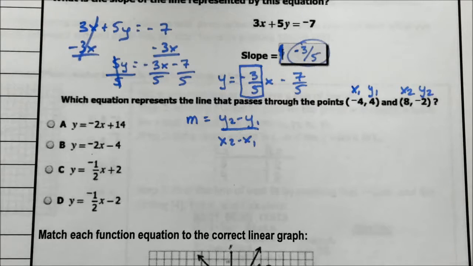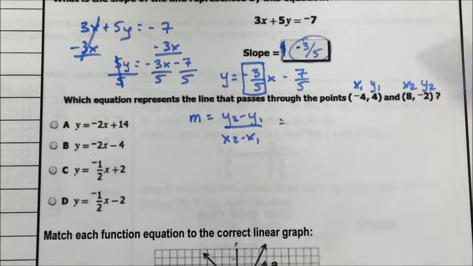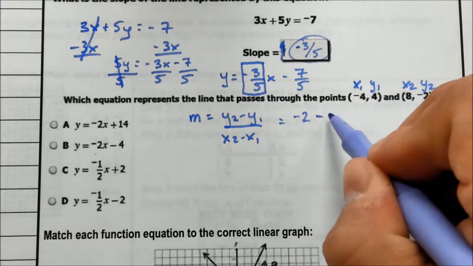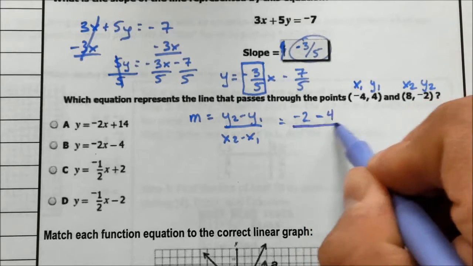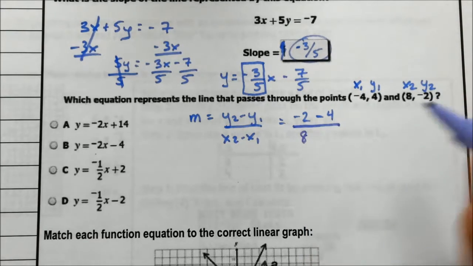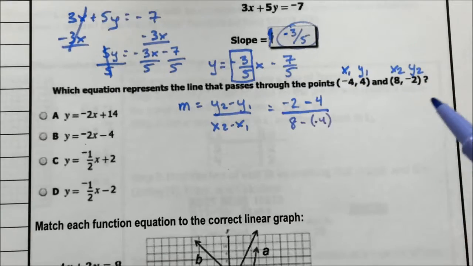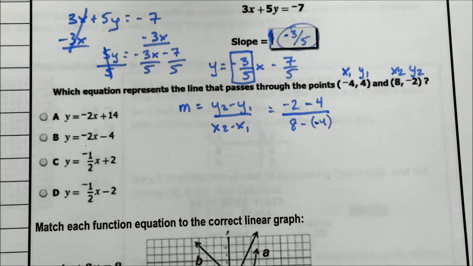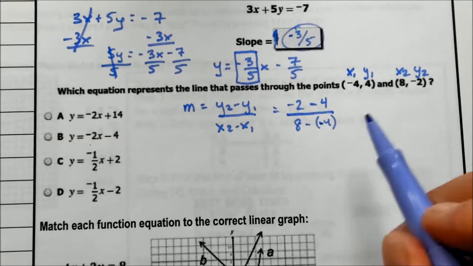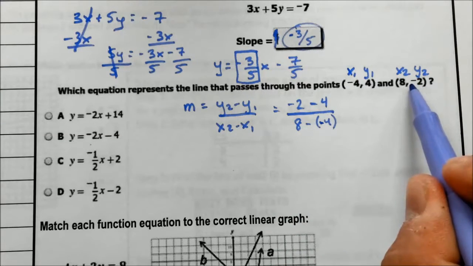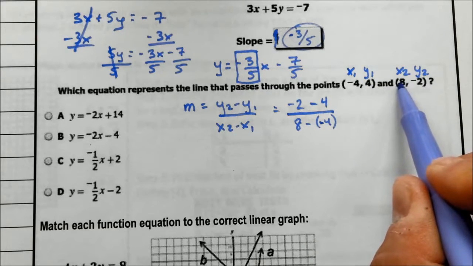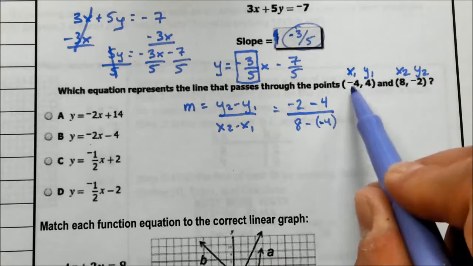From here, I'm just going to plug in. So this would be negative 2 minus 4 over 8 minus a negative 4. Now sometimes you get this minus a negative. Sometimes it's completely unavoidable. It's not a big deal. Just make sure that you write it carefully, double check. I always double check. y2 is negative 2, minus is part of the equation, y1 is 4, that's good. 8 minus a negative 4, we're good.